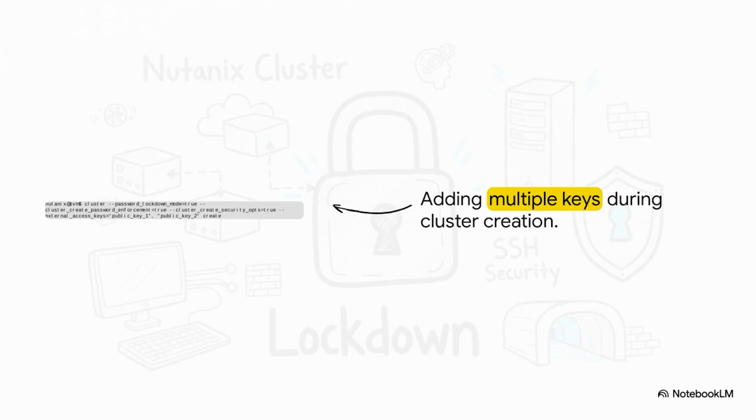Alternatively, you can securely inject multiple trusted public keys immediately during that very same creation phase. Using the -external access keys parameter allows you to pass a comma-separated list of your public keys, like public key 1, public key 2, and so on. This is fantastic because it completely bypasses the need for default passwords at any point in the cluster's lifecycle. Your cluster spins up, it immediately rejects standard passwords, and from second one, it only listens to the specific cryptographic keys you just gave it.